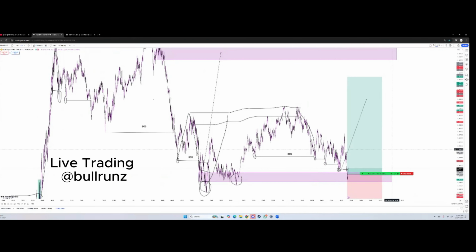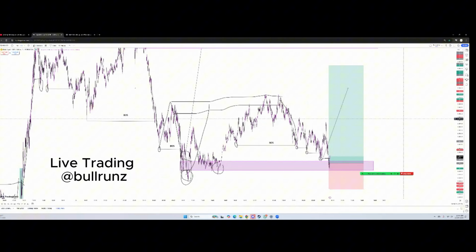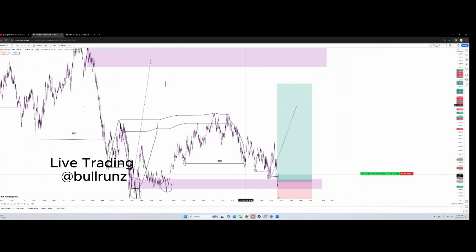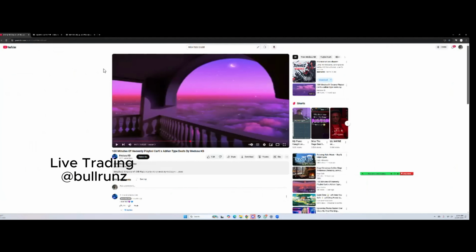Well, once price breaks 26.15, I'll put SL to break even. And with that said, we're just gonna let the trade play out, and I'll see you guys on the other side. Let's get it.